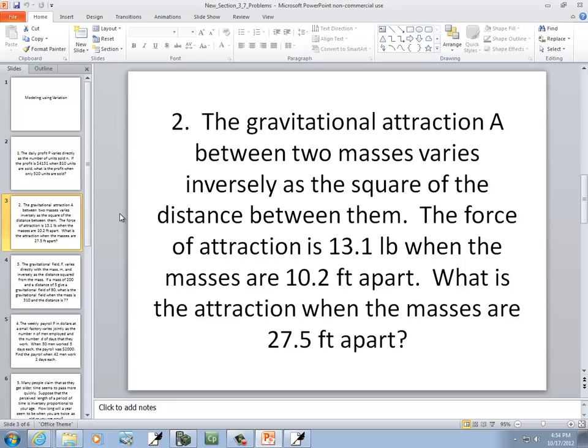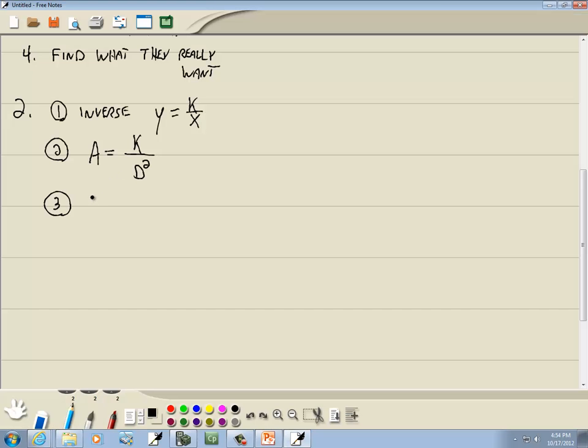Step 3, look for your one example. The force of attraction is 13.1, so A is 13.1.